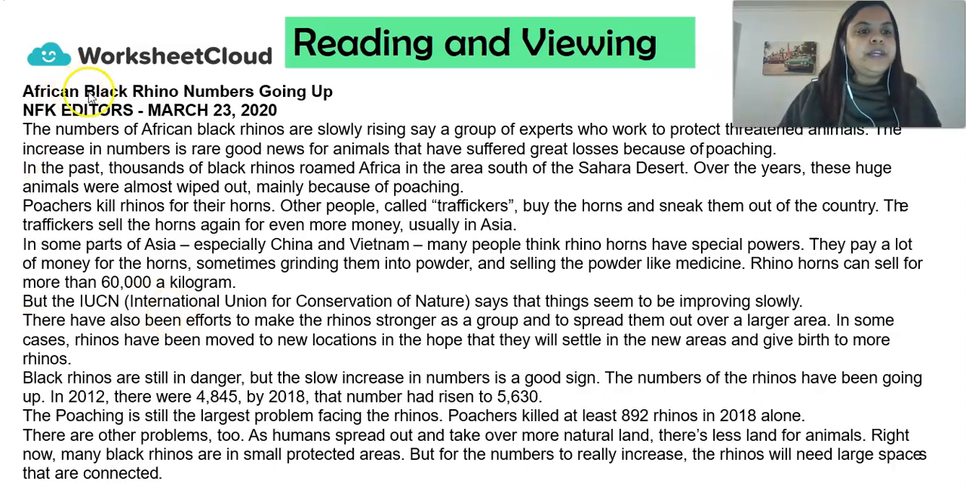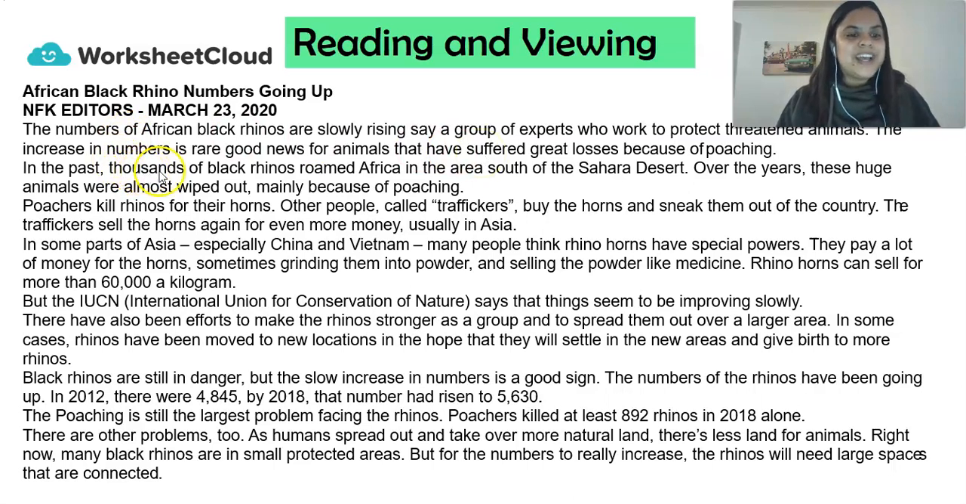Right. African black rhino numbers going up. NFK editors, March 23rd, 2020. The number of African black rhinos are slowly rising, say a group of experts who work to protect threatened animals. The increase in numbers is rare good news for animals that have suffered great losses because of poaching.